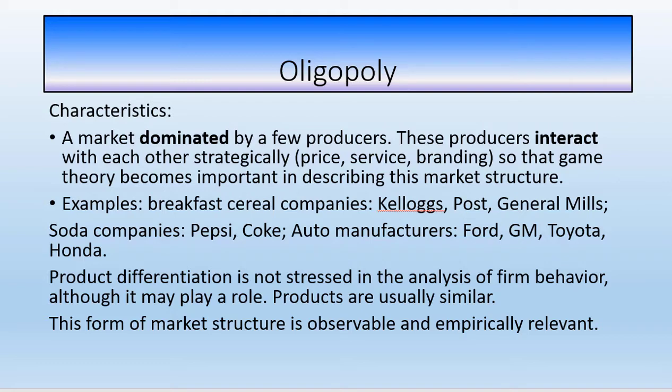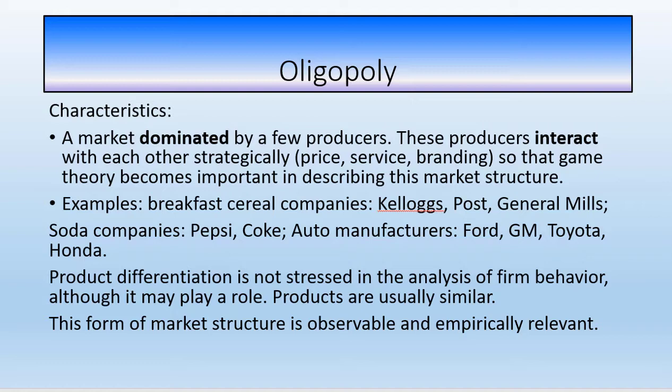Examples of oligopoly are breakfast cereal companies like Kellogg's, Post, and General Mills that hold a significant amount of market share. Soda companies, Coke and Pepsi. Automakers like Ford, GM, Toyota, and Honda. Product differentiation is not stressed in the analysis of this firm behavior, although it may play a role. Products are usually similar. So when we looked at monopolistic competition, product differentiation and advertising was key. That's not stressed in this form of market structure, at least in the analysis.